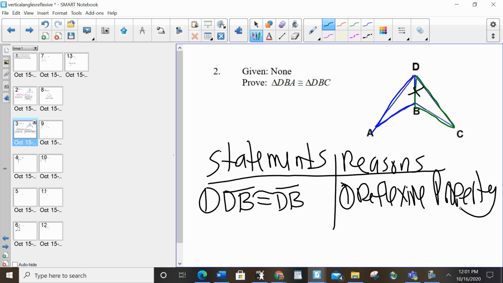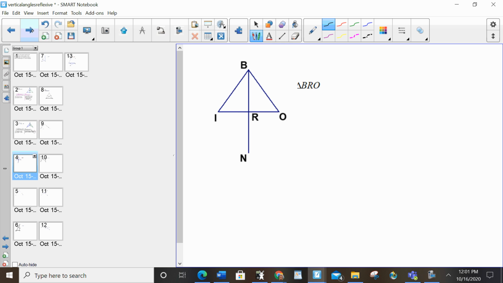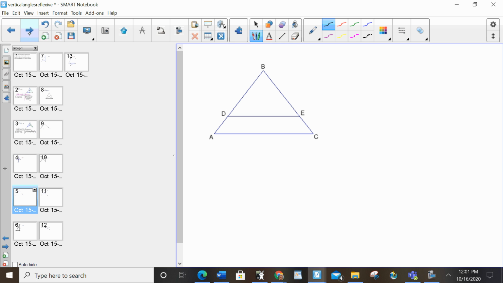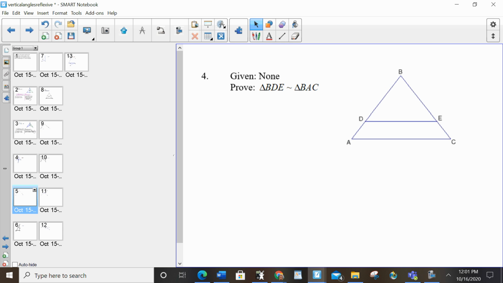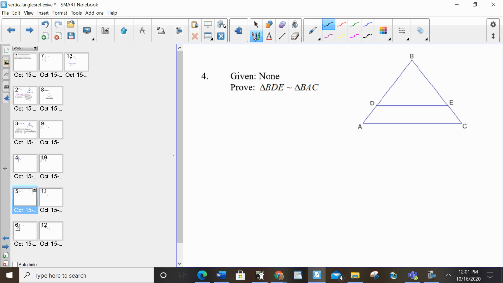We're looking for a side or angle that's in both triangles. Once we find it, I state that that side or angle is congruent to itself. Reason is reflexive property. Let's skip ahead to number 4. Now, we're not going to be doing similar triangles yet. That's what the symbol is, similar. But all I'm really concerned about is finding the reflexive piece. So I've got BDE, that's the black one. I've got BAC, that's the blue one.